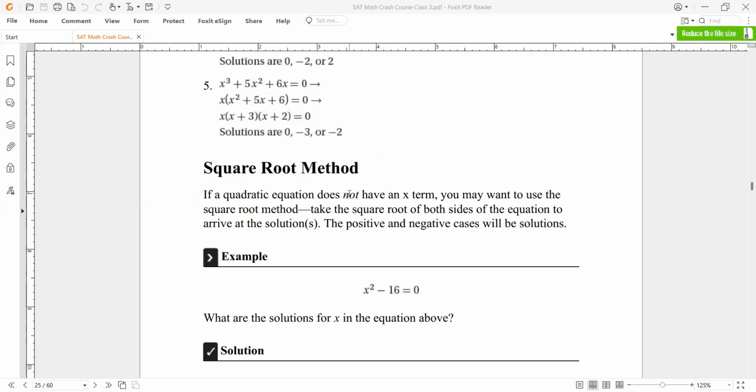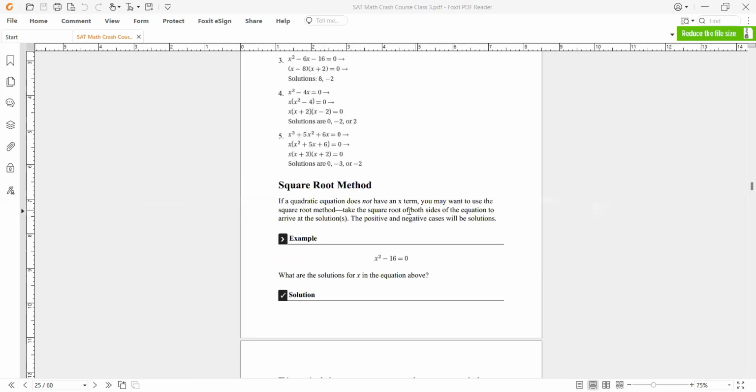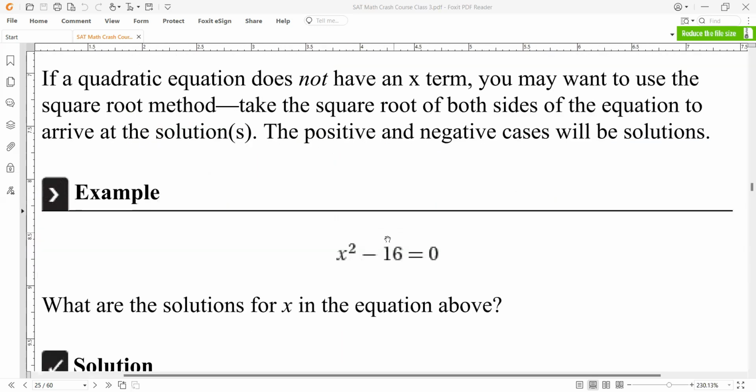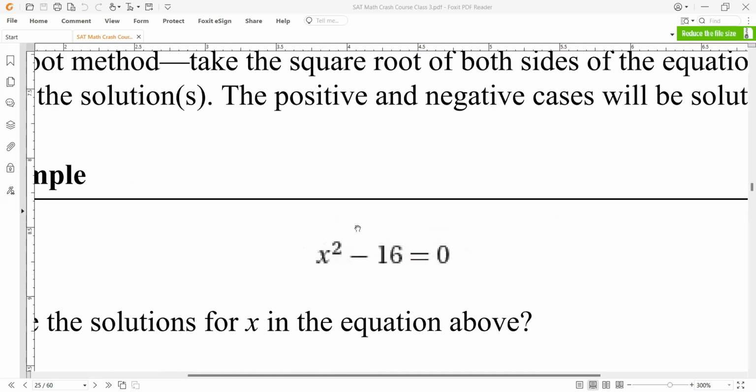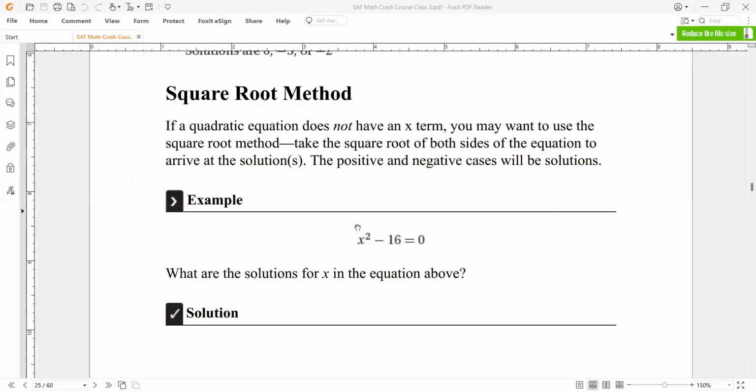The square root method. What is basically the square root method? If a quadratic equation does not have an x term, you may want to use the square root method. I don't think this is anything but some simple mathematics. Just take this negative 16 to the right side and then take a square root. Just doing a square root.